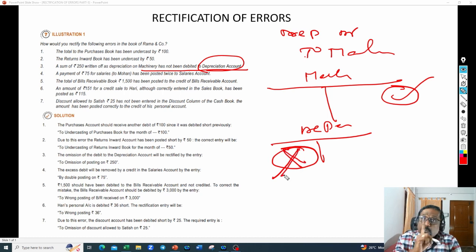So what are you supposed to do? Since 1 lakh got impacted, you need to do omission of posting 250. Because it is omission. Why is it omission? He forgot to write. He has omitted to write that entry in depreciation. So since it is omission, you need to write that as to omission of posting in depreciation account. And that is how you need to rectify. Why is only 1 lakh impacted? Because only one account got impacted.